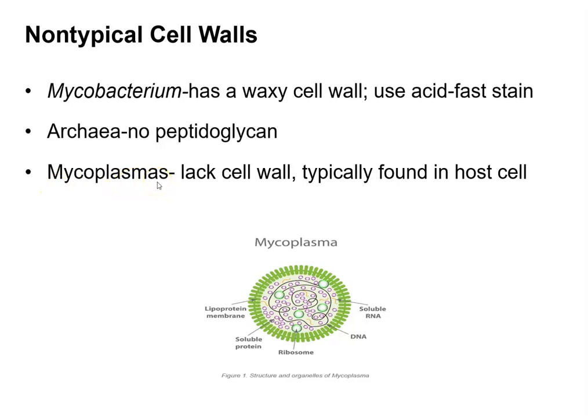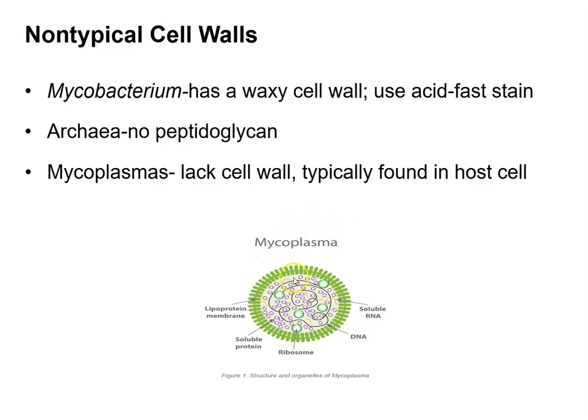Mycoplasma is also another genus that has some unique features, and basically it lacks a cell wall. These are very tiny bacteria, and they tend to reside within their host cell. If you think about it, since they lack a cell wall entirely, they don't have any type of protection at all. Therefore they tend to reside within a host cell, which then protects them.